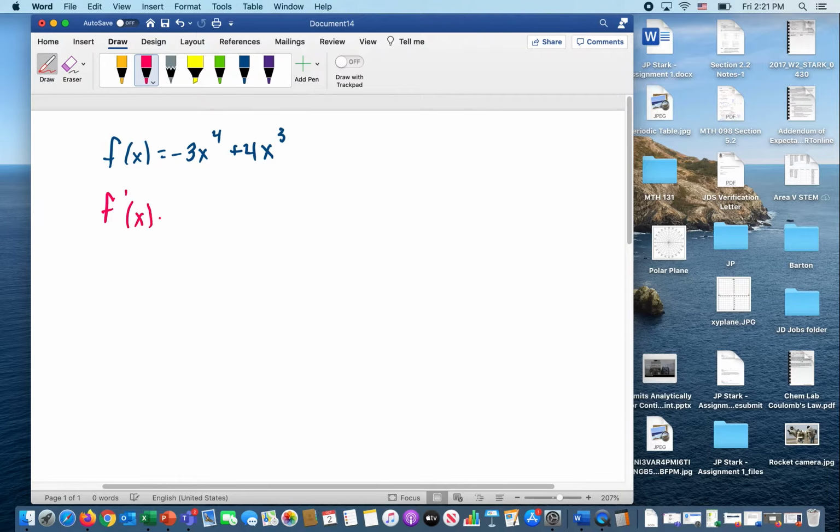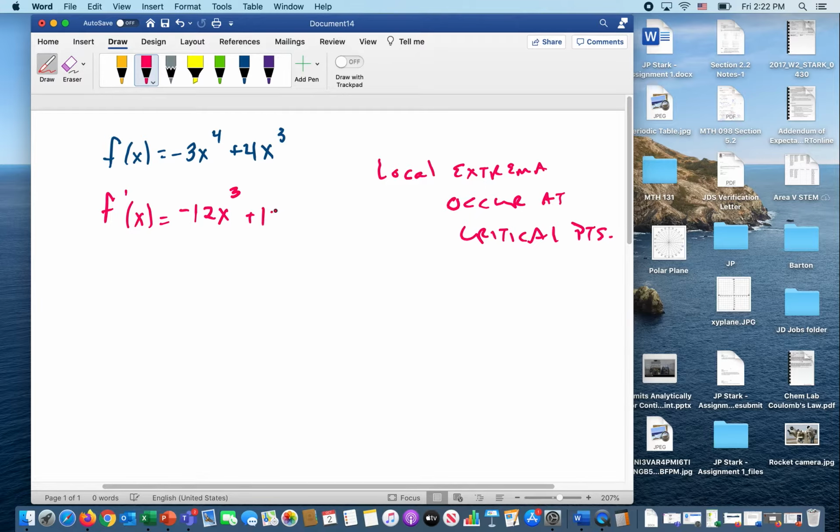In order to find the local extrema, you need to remember that local extrema occur at critical points. Okay, so again, a critical point is where the first derivative is equal to 0. So we have negative 12x to the third plus 12x to the second. I'm going to go ahead and find the second derivative right here, just because we're going to need it: negative 36x squared plus 24x, okay? But what I have to do is set this derivative equal to 0.